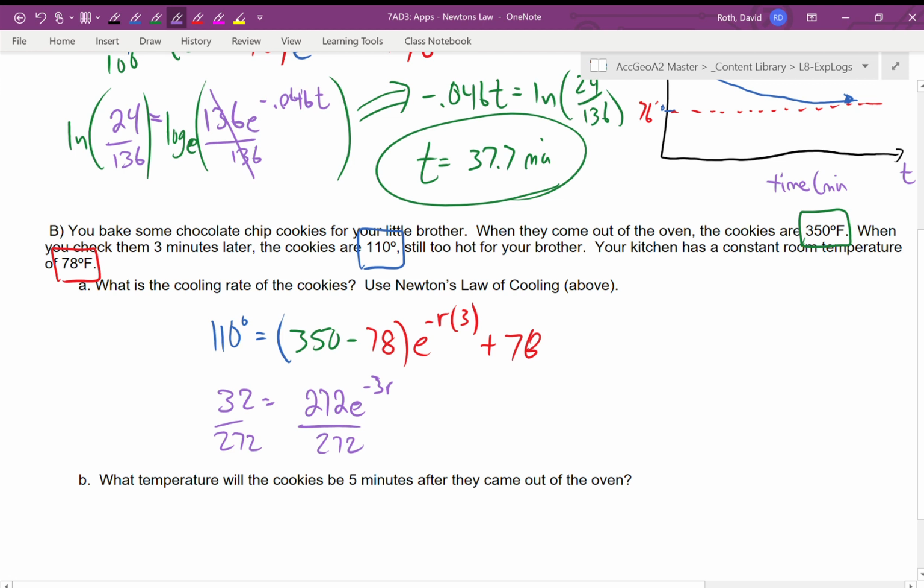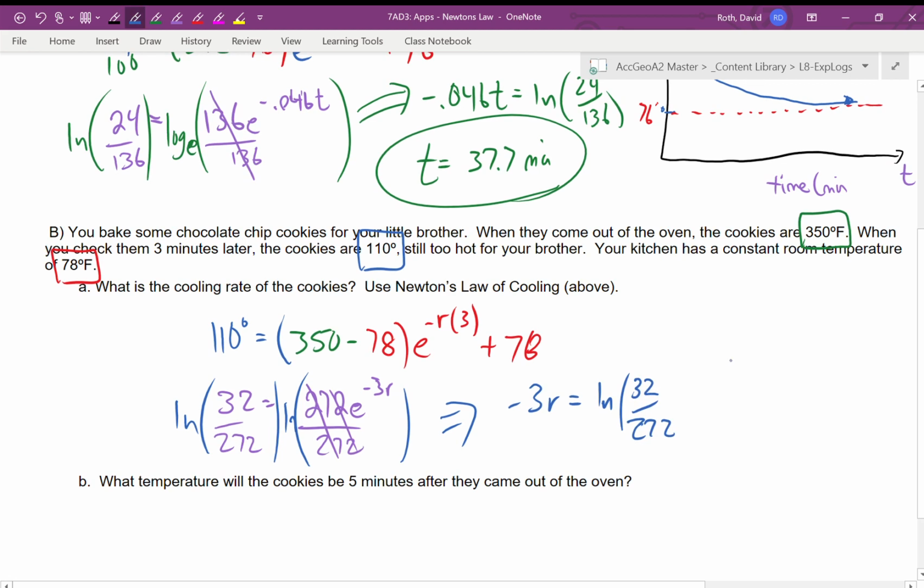And then we see that cancels. And then we see the pattern. We should take the natural log of both sides. And then the natural log of e to the negative 3r is simply negative 3r. So this goes over here. Negative 3r equals the natural log of 32 over 272. And you get r equals 0.713.